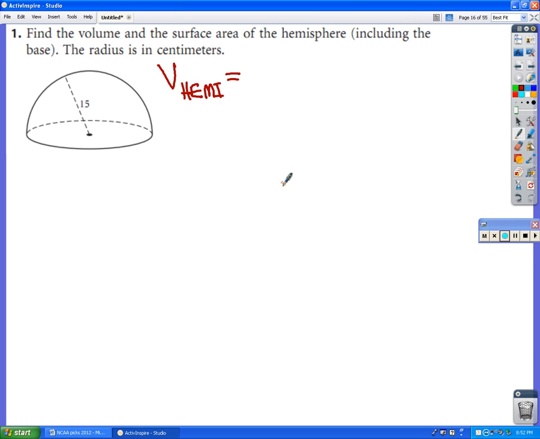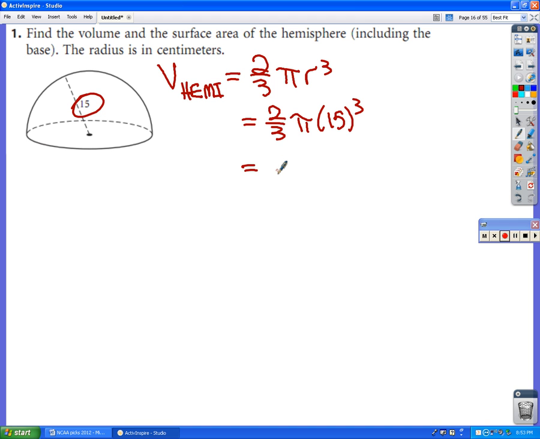Instead of being 4/3 pi r cubed, since we just want a hemisphere, it's going to be 2/3 pi r cubed. And we're given that the radius is 15, so all I have to do is plug in 15 for r. Get my handy dandy calculator going here. 15 cubed is 3,375, and I'm going to divide that by 3 and multiply it by 2 and come up with a final volume of 2,250 pi cubic centimeters.